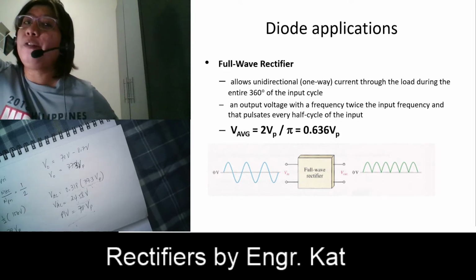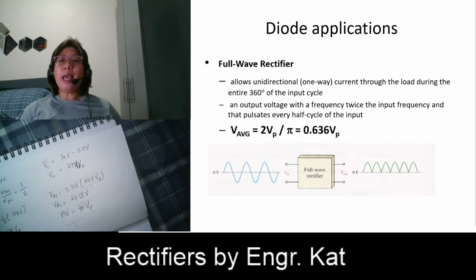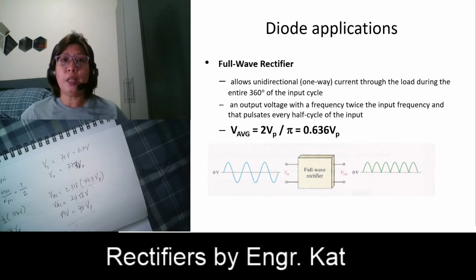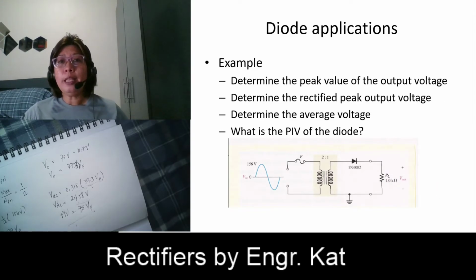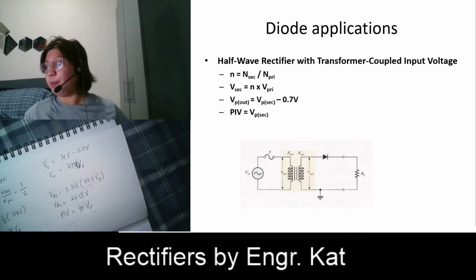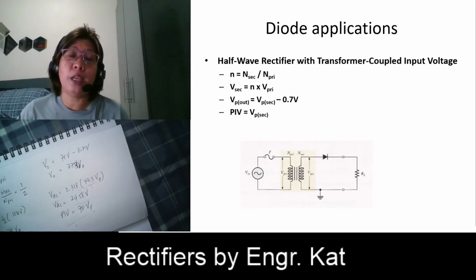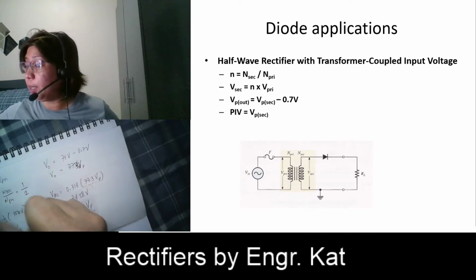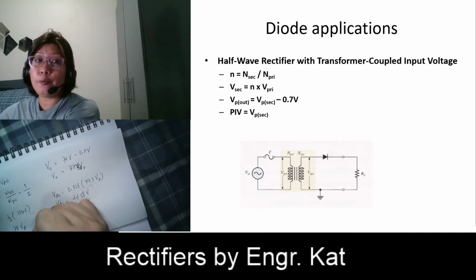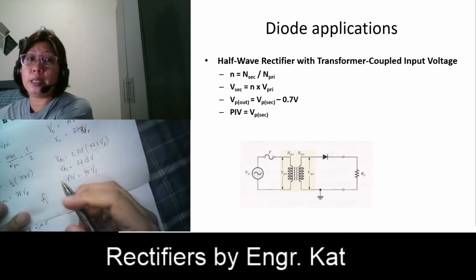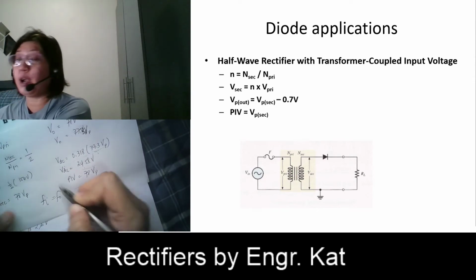So we can conduct for the entire 360 degrees of the input cycle. Okay, so we have here an output voltage with a frequency twice. Always remember that the frequency of the input is also equal to the frequency of the output. So the frequency of your input signal is equal to the frequency of your output signal.